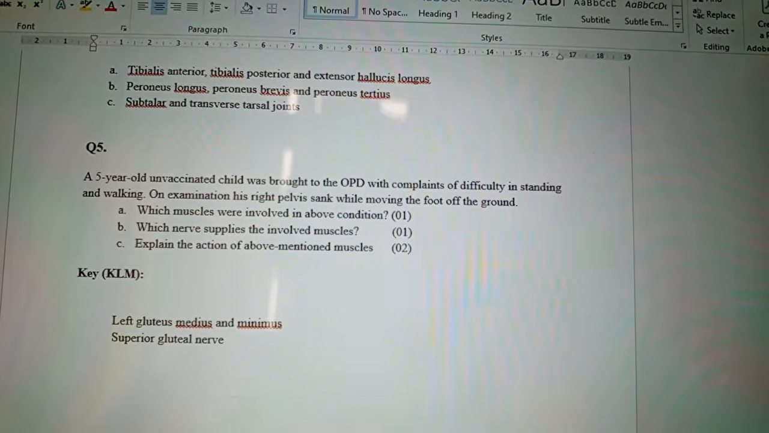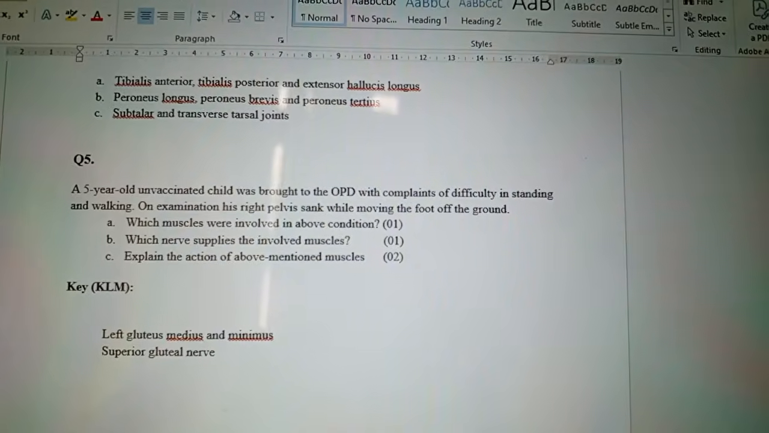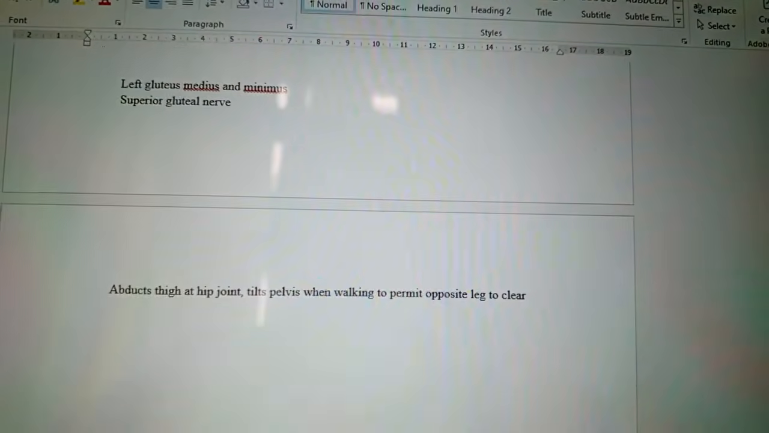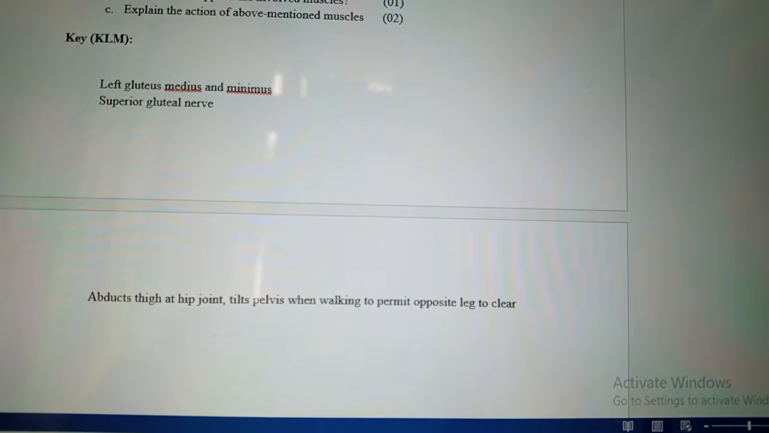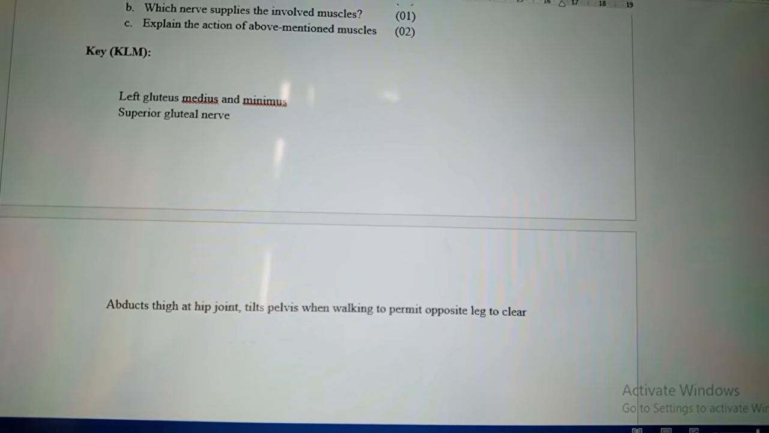Also you can write down which muscle is damaged: left gluteus medius and minimus, which is supplied by the superior gluteal nerve. And the function or the movement of these muscles is that it abducts the thigh at the hip joint, and tilts the pelvis when walking to permit the opposite leg to clear. That's it.